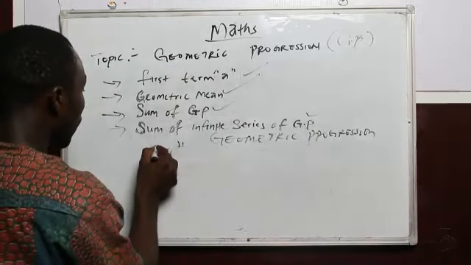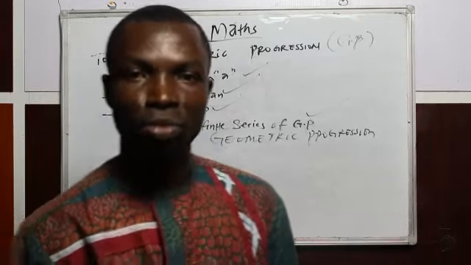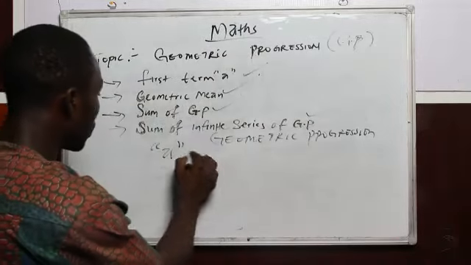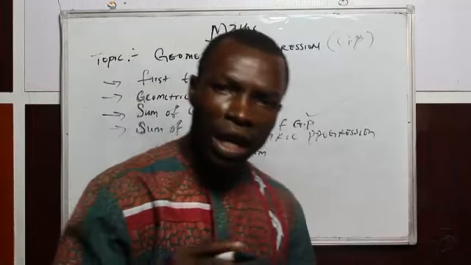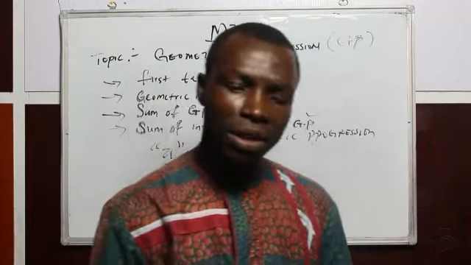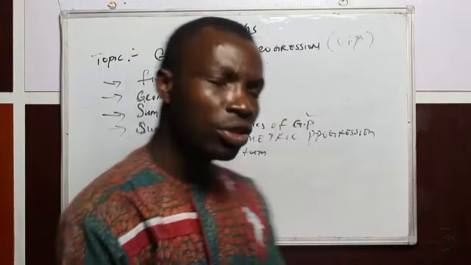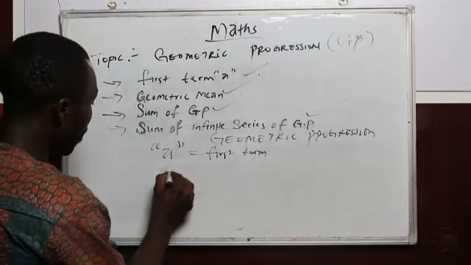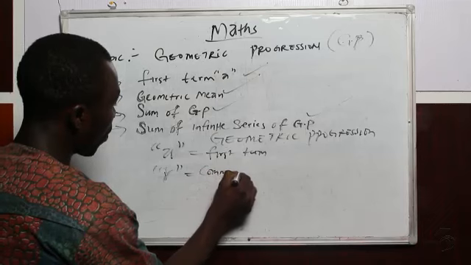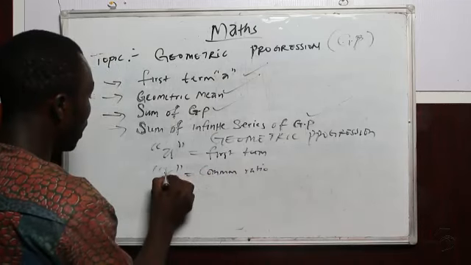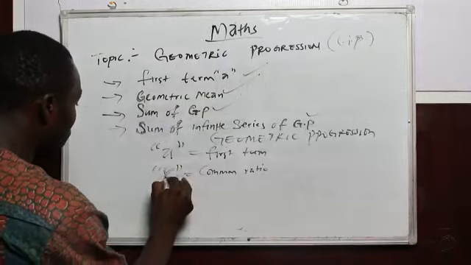A denotes the first term in geometric progressions. We also have A denoted as the first term in arithmetic progression. We have what is called the common ratio in geometric progression. We have R, which is quoted as the common ratio in geometric progression.